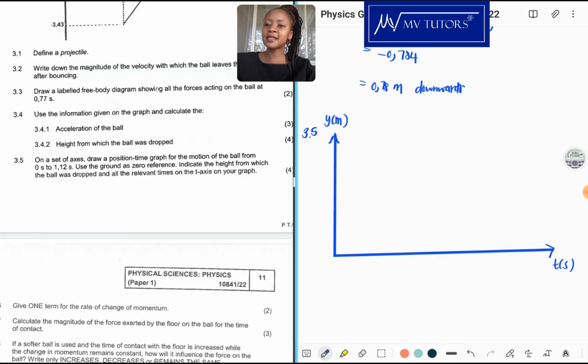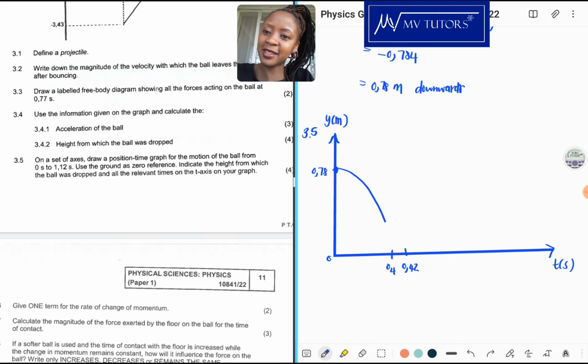So we know that this is our ground, right? So we know that at 0.78, this is where our ball was, okay? And then this is going to be 0.4. I'm going to exaggerate it a bit. 0.42. So basically it went like this. It's kind of a parabolic graph. Let me do this. Okay.